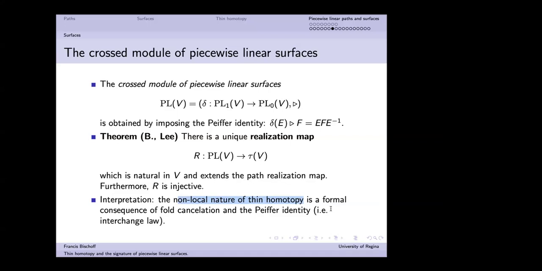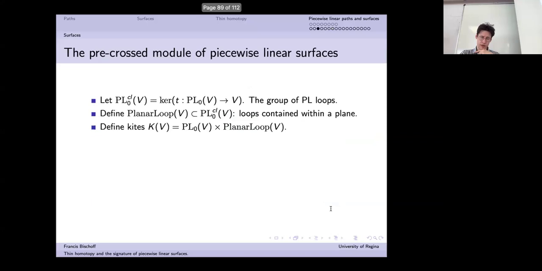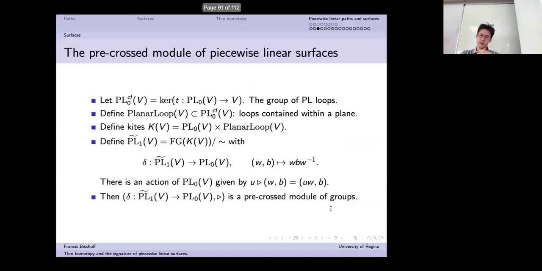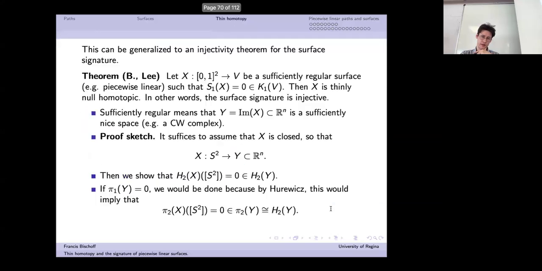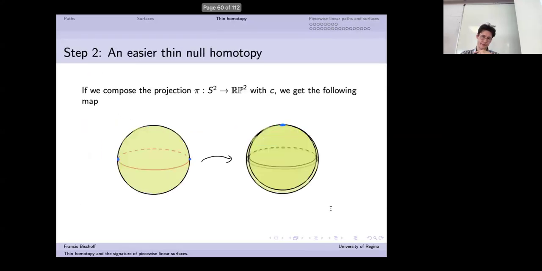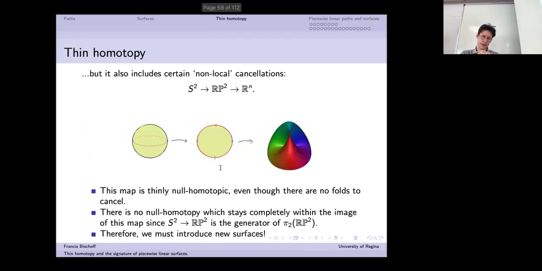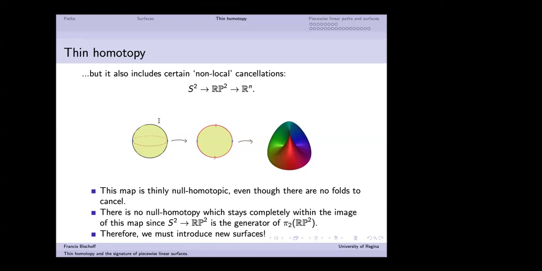Sorry, could you say again why you were calling this non-local? Well, this is the example of RP2, the one that I talked about in the last section. This one is non-local because there are no folds being canceled. The parts that are canceling each other are not connected in the domain. I see.